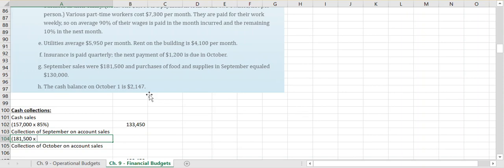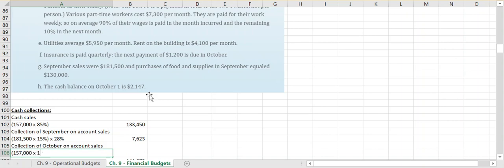For September, we did $181,500 in sales. 85% of those are assumed to be in cash, which only means 15% is done on account. And remember, we have a 2-month collection process. We usually collect 70% of our on-account sales in the month of the sale, and we collect 28% 1 month later. So the $181,500 was the total sales. Only 15% are done on account, and 1 month after the sale, we collect about 28% of that.